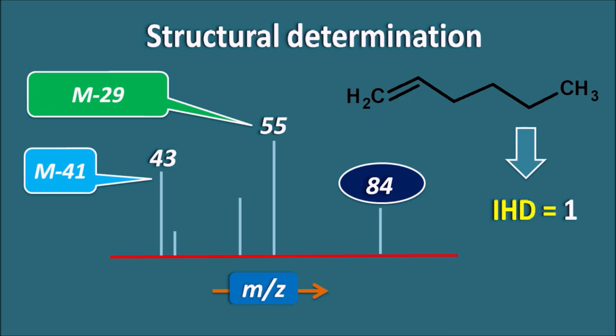The rule of 13 is a simple way of calculating the molecular formula, where we divide the molecular weight by 13, and then the molecular formula will be CnHn+R, where n is the quotient and R is the remainder. Similarly, the IHD value can be calculated as (n - R + 2)/2. So that's about the rule of 13 in structural elucidation.